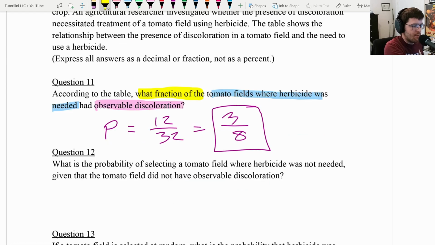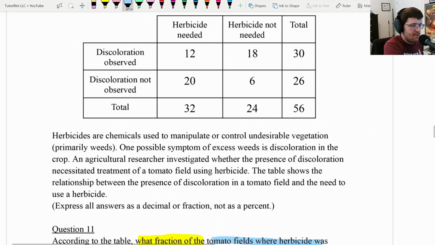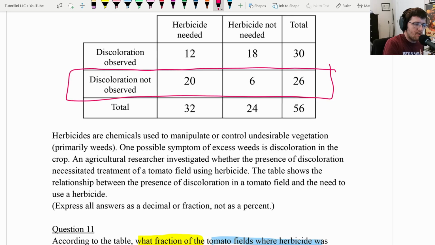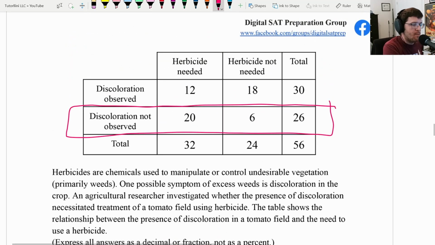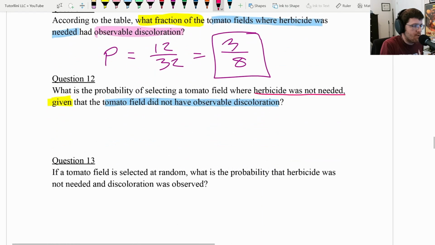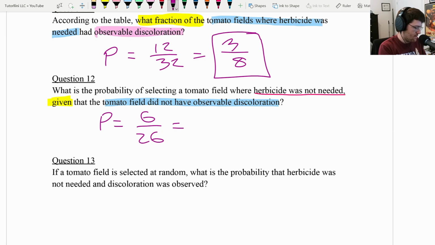Okay, question 12. So it says, given, so after that comes the target group, the tomato field did not have observable discoloration. Okay, so let's look up. Did not have observable discoloration. That is this row here. Okay, now let's look at what it's asking us to find. Where herbicide was not needed. Okay, so in that row, herbicide was not needed for 6 out of a total in that row of 26. So the probability is 6 over 26. And that reduces to 3 out of 13.